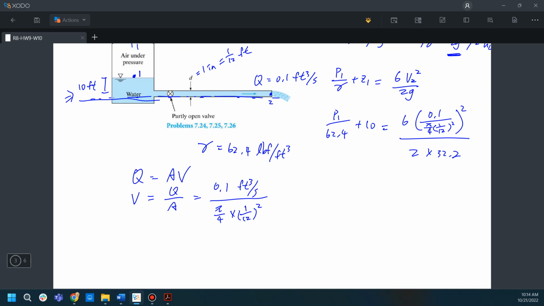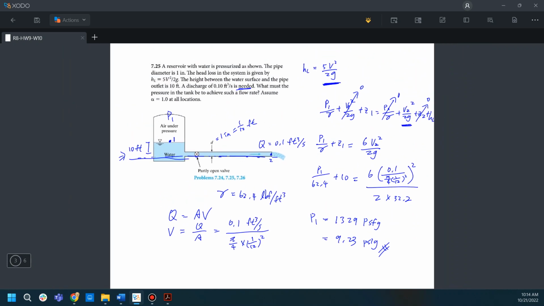Okay, so now P1 becomes your only unknown variable, so we can solve it easily, and this gives us the answer 1329 psfg, that is 9.23 psig. Okay, so again, apply the energy equation: define the two points that you want to apply the energy equation to, simplify it, plug in the numbers, and you can solve the problem.